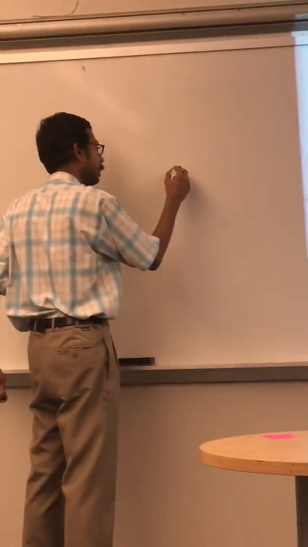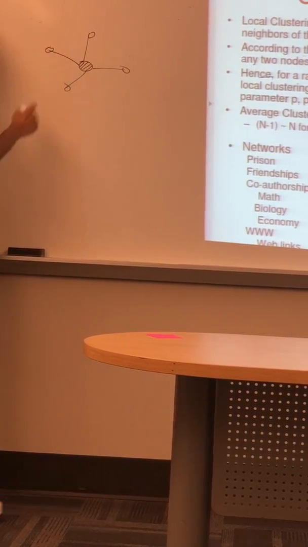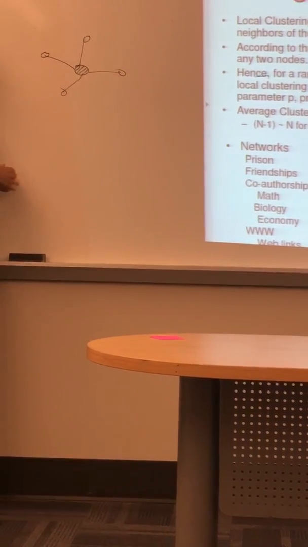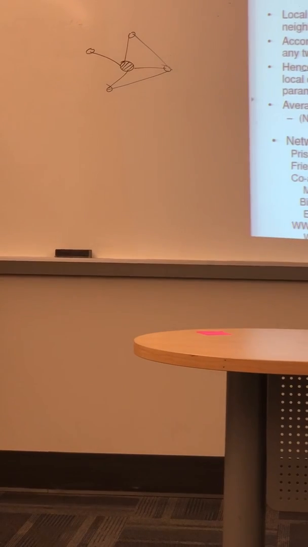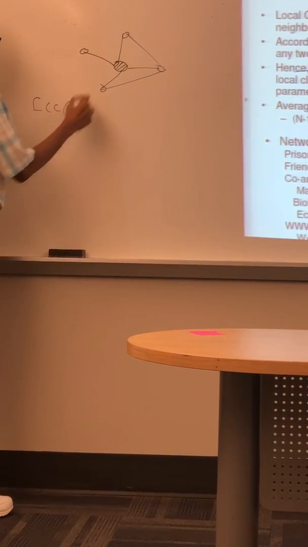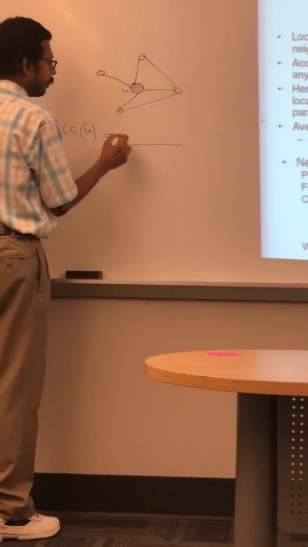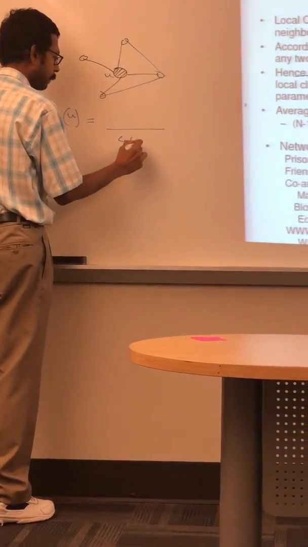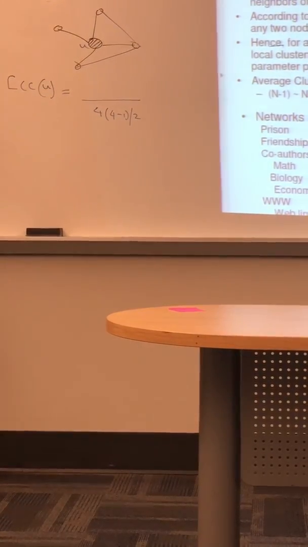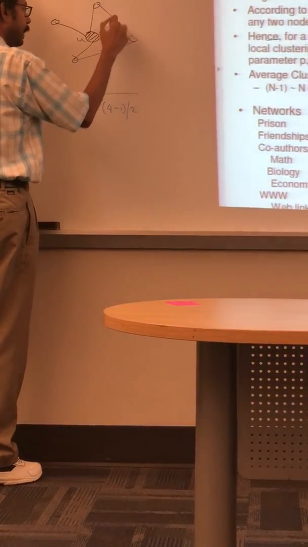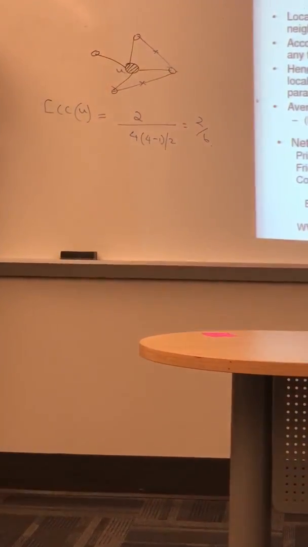So you have, say, a node that we are interested in, and let us say it has 4 neighbors. The clustering coefficient of this node, u, is going to be what? The maximum possible number of links between the 4 neighbors is 4 times (4 minus 1) over 2, and the actual number of links is 2, these 2 links, right? So it will come out to be 2 over 6.